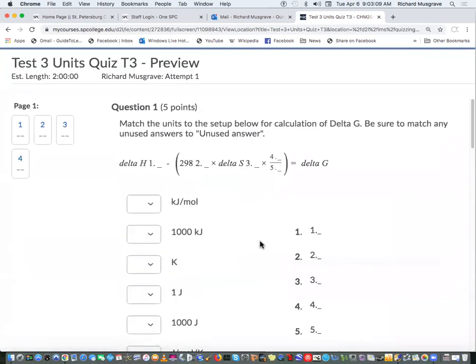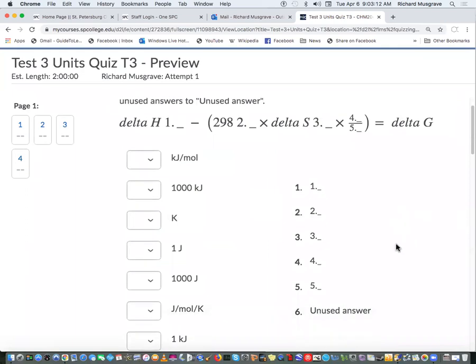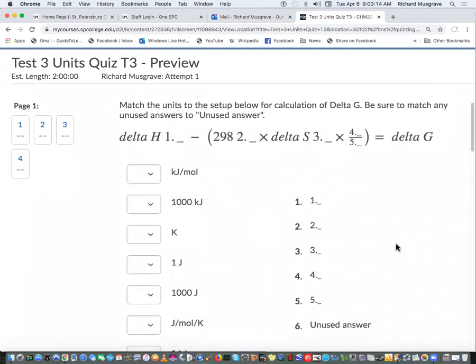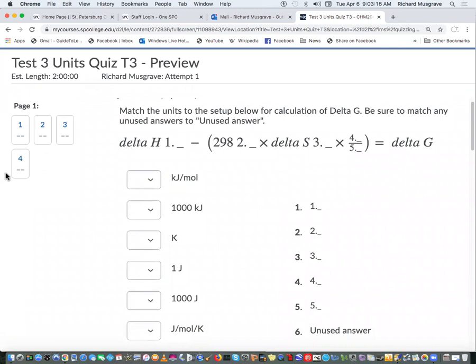So it's really an exercise in dimensional analysis. The way you'd handle something like this one, you have to find the units for delta H, which are going to be kilojoules per mole. So that's going to be number one. And then the 298.2, that should be temperature, which is K. And that's going to be number 2. Delta S is joules per mole per Kelvin, so that's number 3.